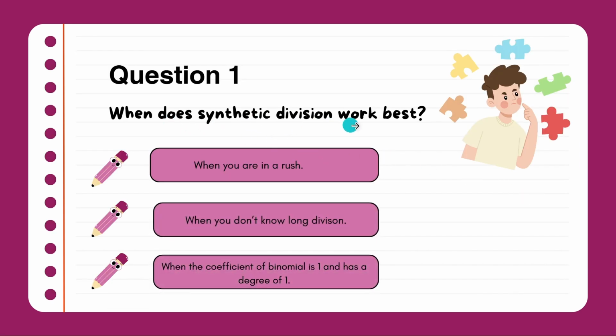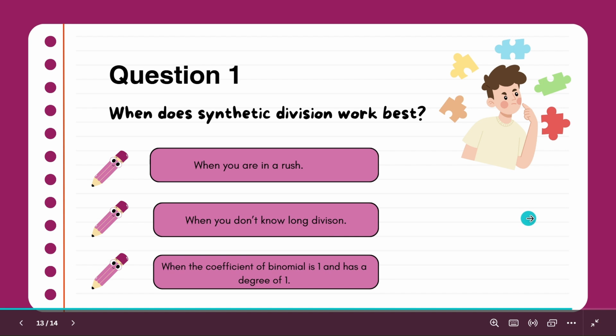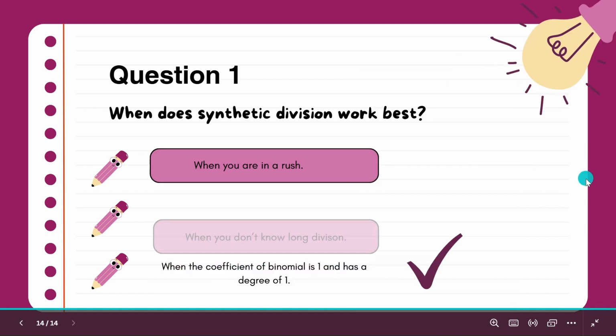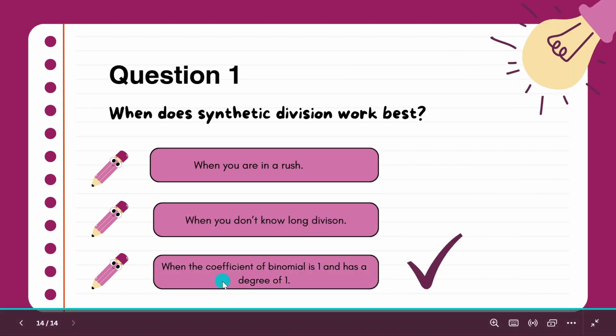When does synthetic division work best? Is it option 1, 2, or 3? Pause before you answer. And we have 3, when the coefficient of the binomial is 1 and has a degree of 1.